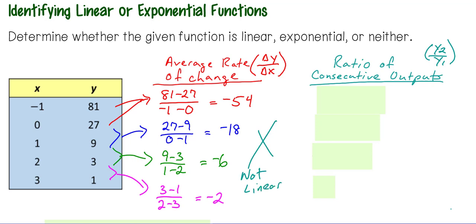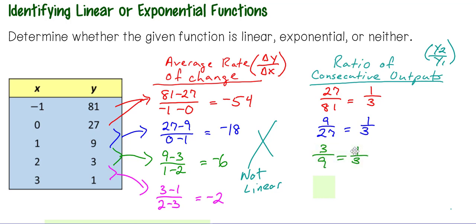Let's check out the ratio. So if we take 27 divided by 81, then we get 1/3. And we go down to the next set of 2. We take 9 divided by 27. That also reduces to 1/3. And our next two amounts reduce to 1/3. So based on this, because the ratio of consecutive outputs is the same, then we know that this is an exponential function.